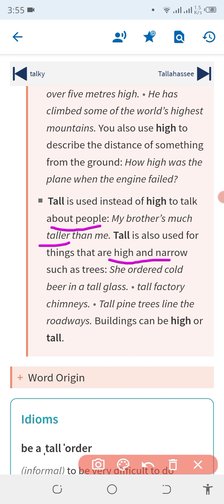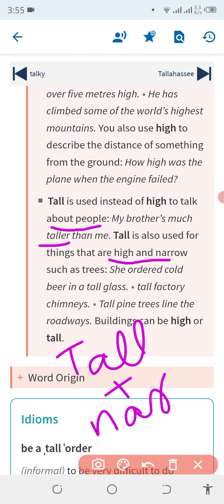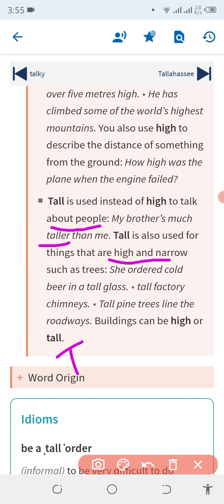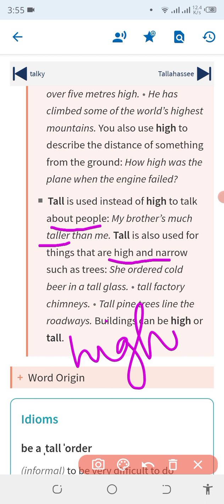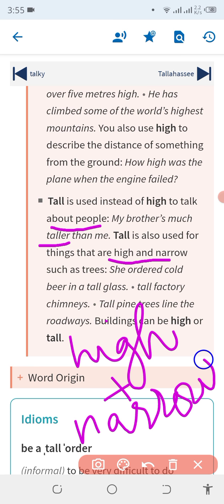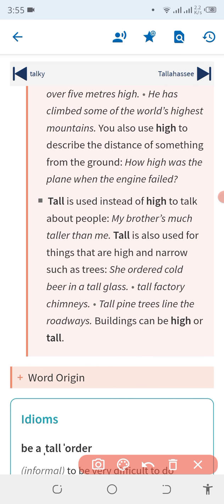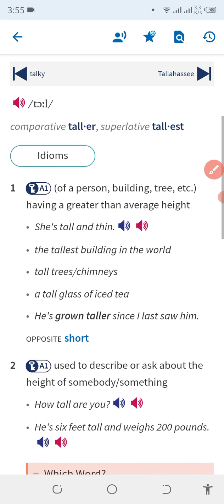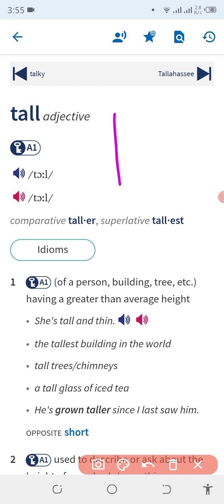So tall is more specific, okay? So a thing has to be tall and what? Narrow. Okay, so two important things in the definition of the word tall. Actually, forgive me. The things have to be high and narrow to be tall. Okay, high plus narrow. Those are tall. A thing that is high and narrow is tall. For instance, a pole, right? An electric pole might be tall because it's usually narrow.